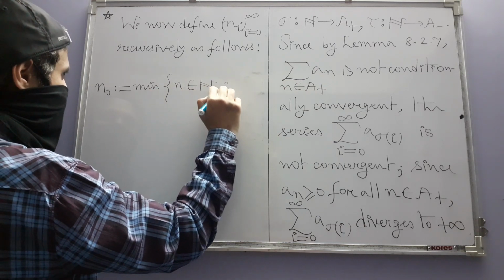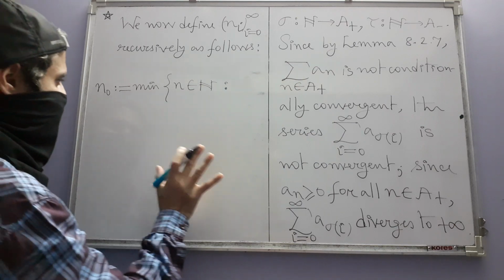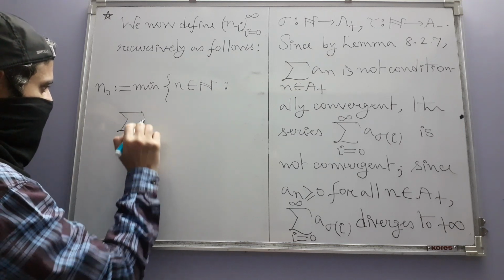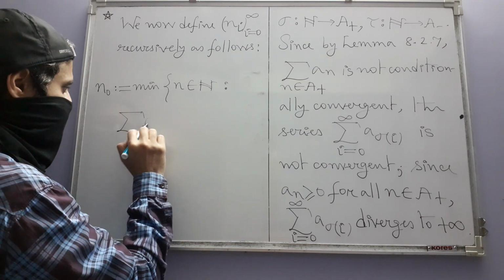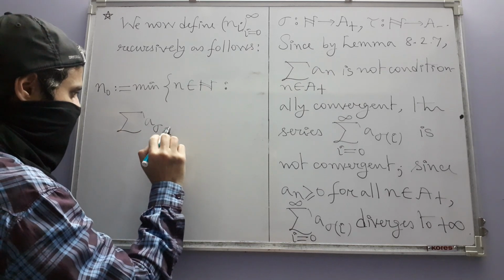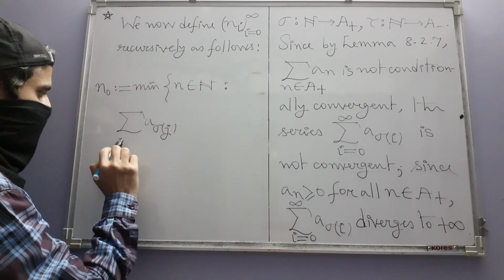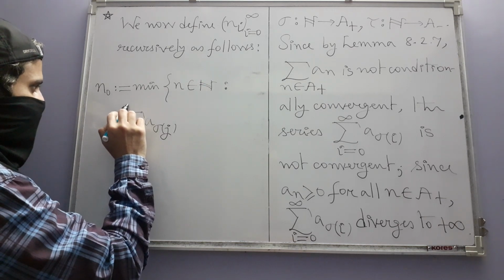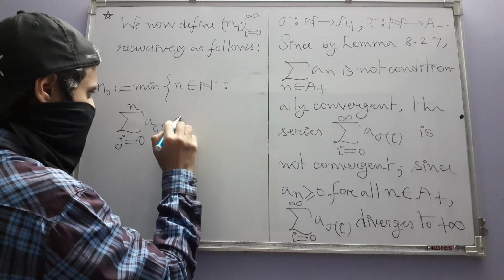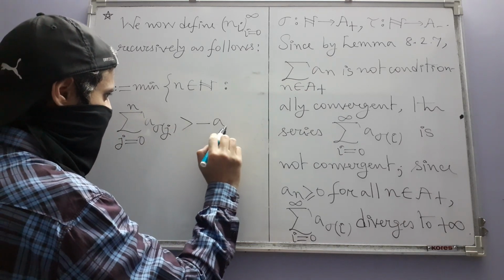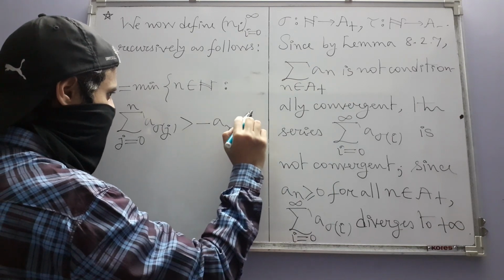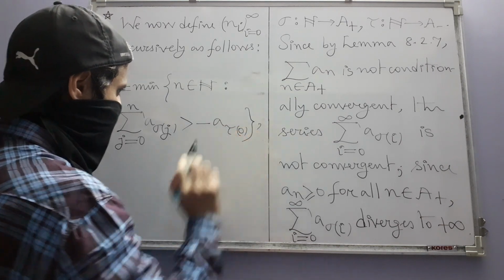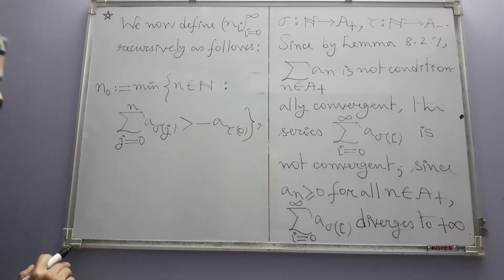It's going to look a little complicated, but we will eventually understand what's going on. Let me first define it. Summation A sigma of j, where j varies from 0 to n, that is greater than minus A tau of 0. We will see afterwards why these things are being considered. So whatever it is, it's just n naught.